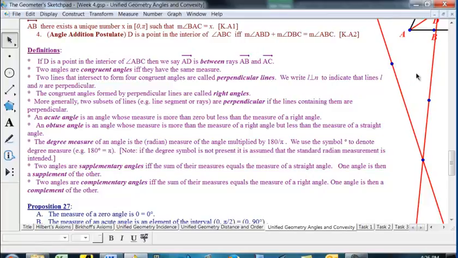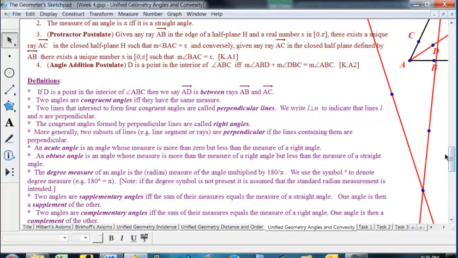Okay, some other things that we can define here. The congruent angles formed by perpendicular lines are called right angles. More generally, two subsets of a line, say line segments or rays, are perpendicular if the lines containing them are perpendicular, even if those two things don't actually meet themselves. An acute angle is an angle whose measure is more than 0 but less than the measure of a right angle. An obtuse angle is an angle whose measure is more than the measure of a right angle but less than the measure of a straight angle.